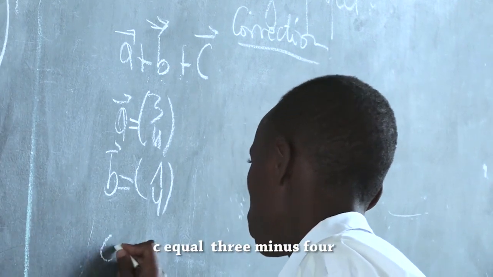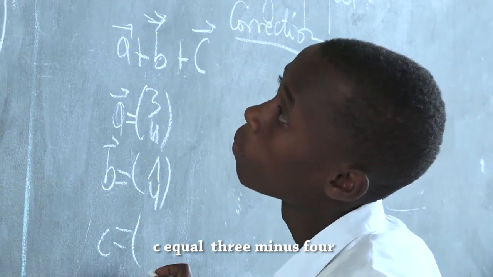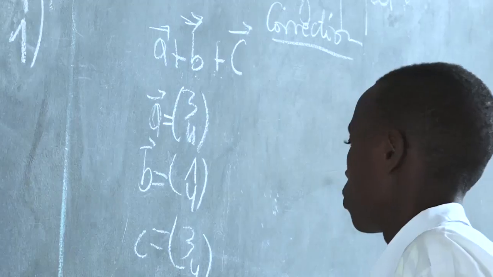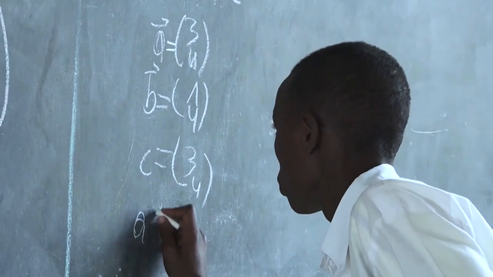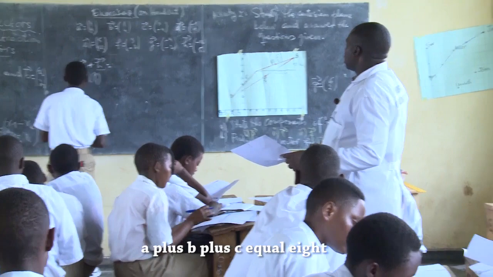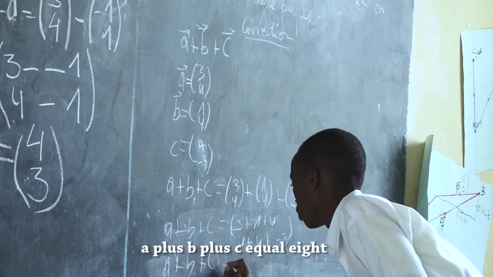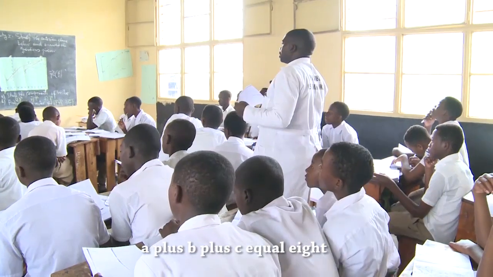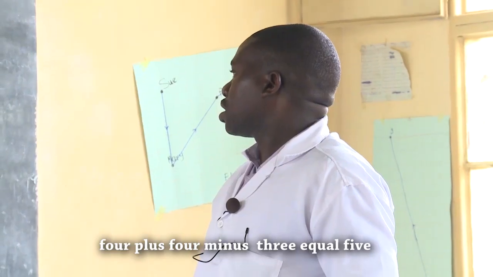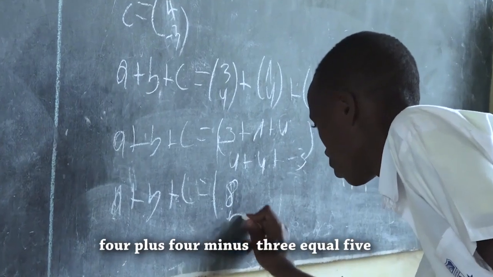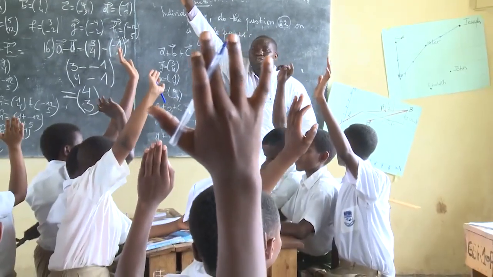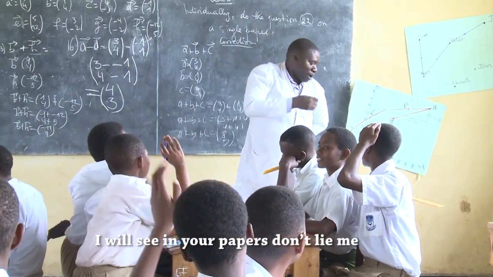Okay? Yes. C equals 3, minus 4. A plus B plus C equals 8. 4 plus minus 3 equals 5. Who got 85? Sure. I will see in your papers.